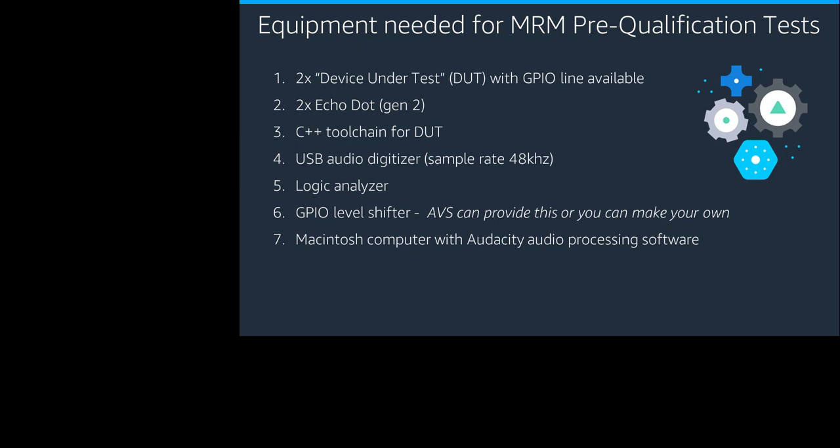But when you do the pre-qualification tests, you receive some instructions along with some hardware you'll need. You'll need 2 devices of your own. You'll need to have 2 Echo Dots. You're going to need your tool chain, a digitizer we specify, and a logic analyzer. So this equipment is what we specify that allows you to run these tests and get those accurate measurements in place.